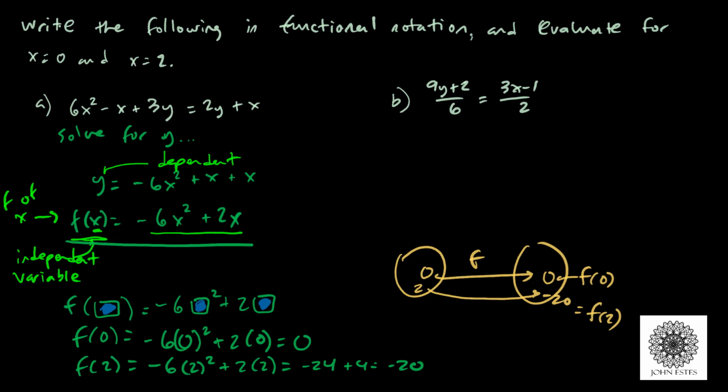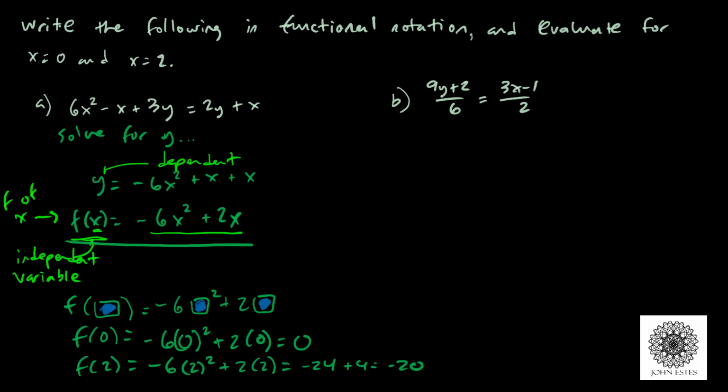Alright, now let's look at part b and let's do a similar thing. I want to solve this thing for y, and so that gives me 9y plus 2 equals 6 times 3x minus 1 over 2. So the 6 and the 2 cancel, so you end up with 3. So I have 9y equals 9x minus 3 minus 2, right? I distributed the 3 and I brought the 2 over. So then y ends up being x minus 5/9.